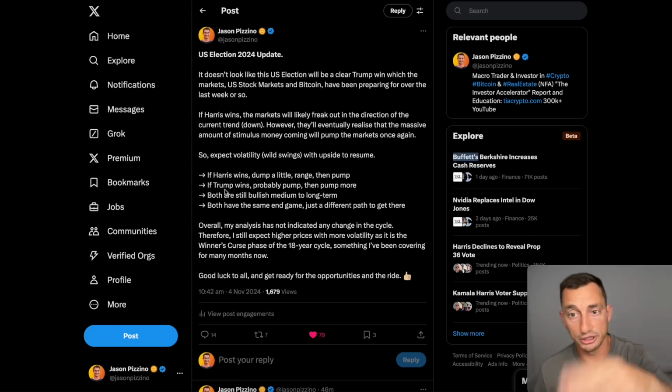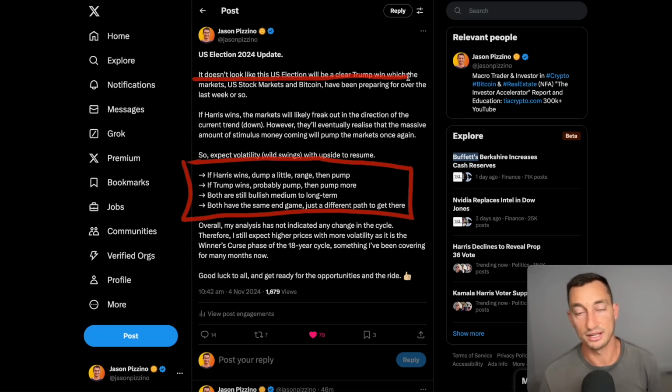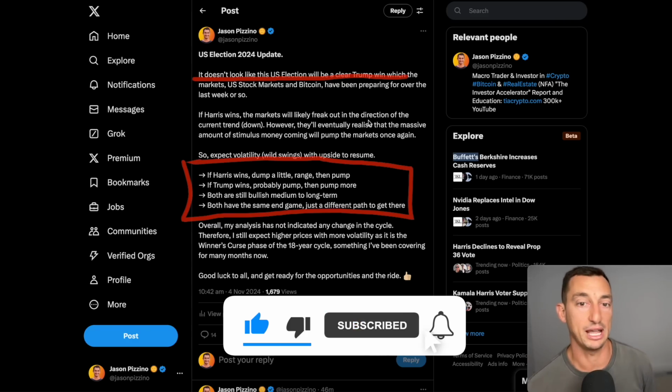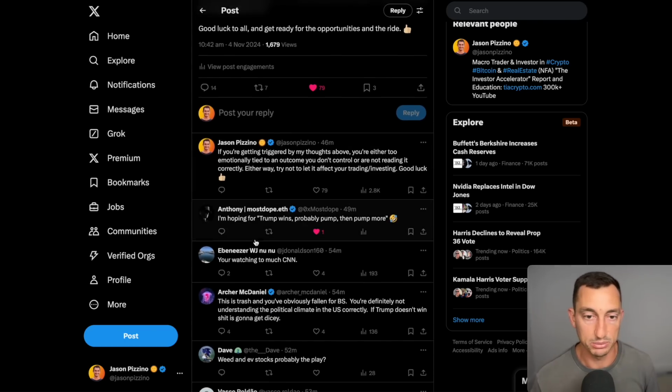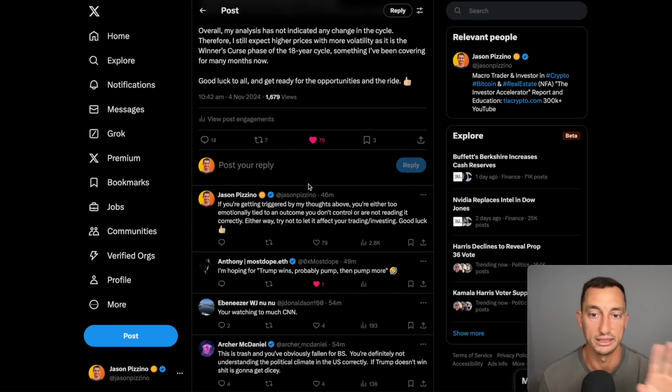Okay, US election update. My thoughts here. You can go and read this on X if you wish. The main thing I'll lead to here is this and this. This does trigger people. It doesn't look like this US election will be a clear Trump win, which the markets are potentially pricing in now, which is why you're seeing some downside. I don't care who wins. What happens next is people say you're watching too much CNN, all this shit. I don't care. If you're getting triggered by my thoughts, you're either too emotionally tied to the outcome that you don't control, or are not reading it correctly. Either way, just focus on your own trading and investing, okay?